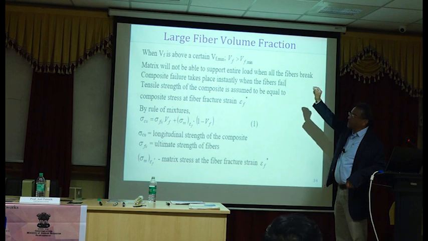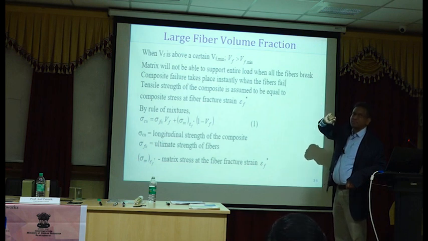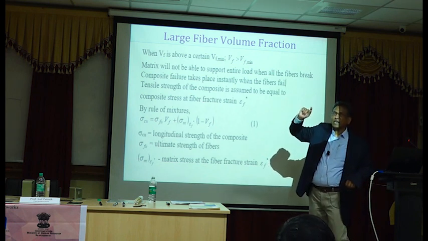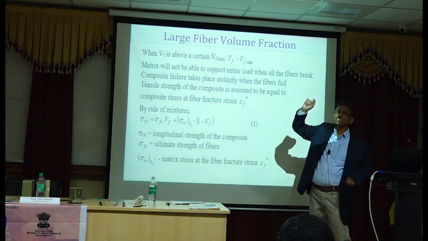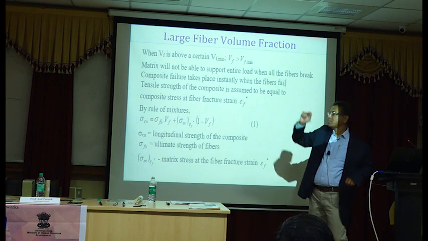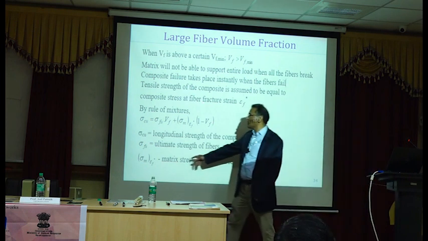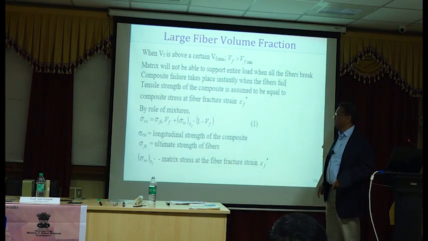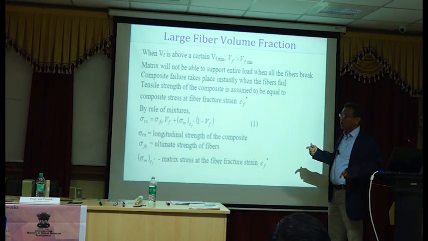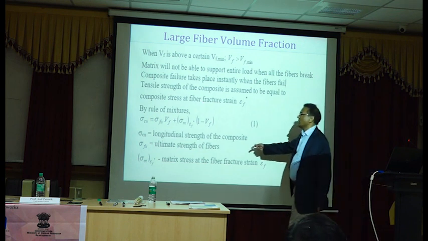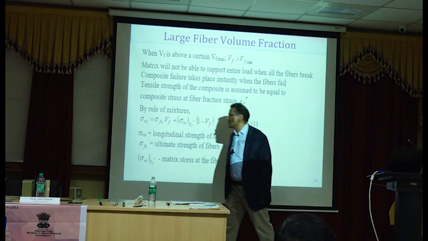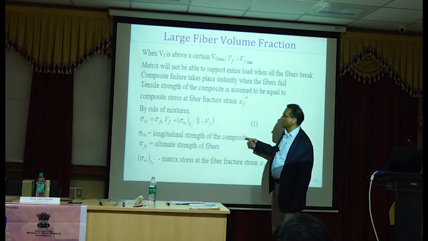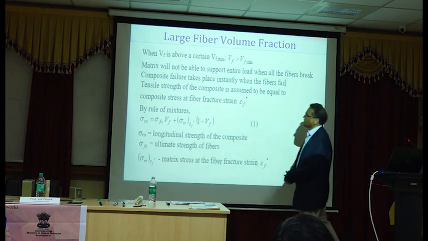Failure strain of the fiber. I'll repeat myself, the stress in the matrix corresponding to the failure strain of the fiber is sigma m, because that becomes important. Once the fiber fails, there is no way the matrix can carry all the transfer load. That's our sigma m subscript epsilon f star. Sigma cu is the longitudinal strength of the composite. Sigma fu is ultimate strength of the fiber.